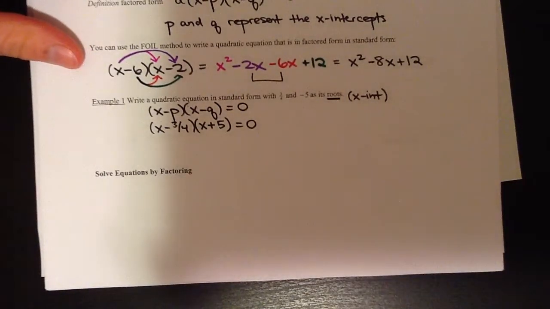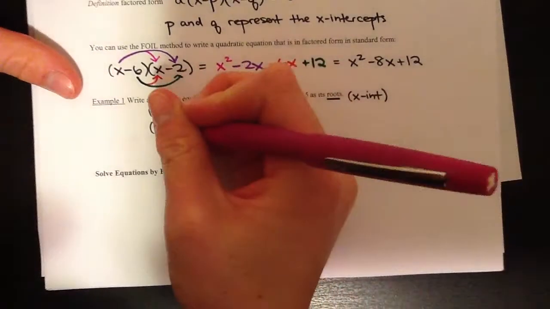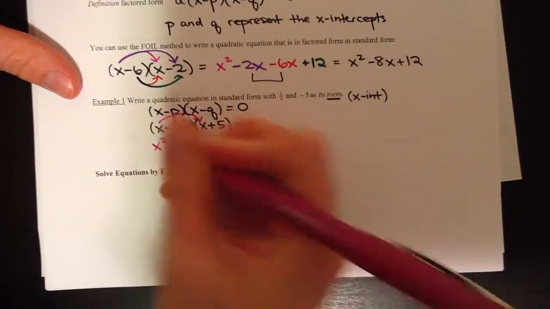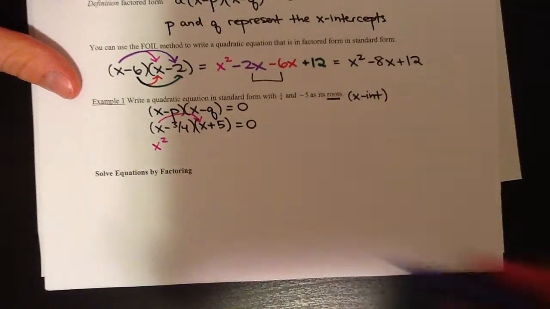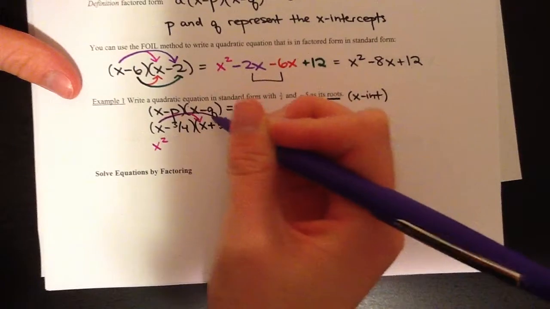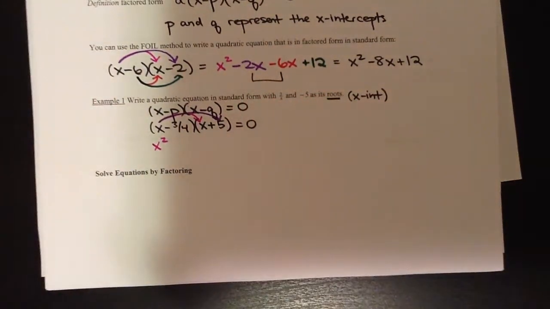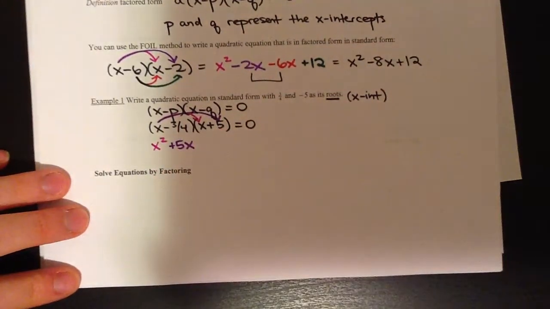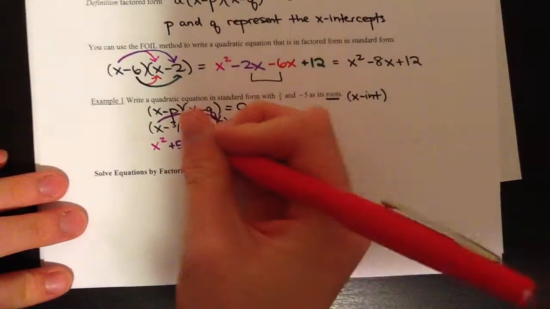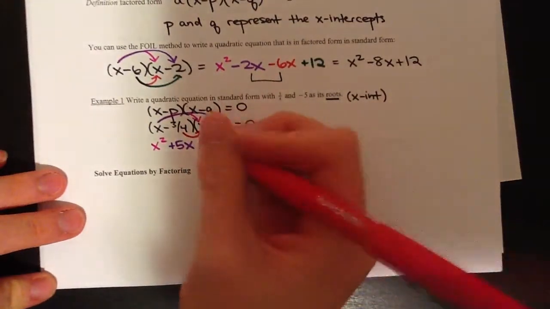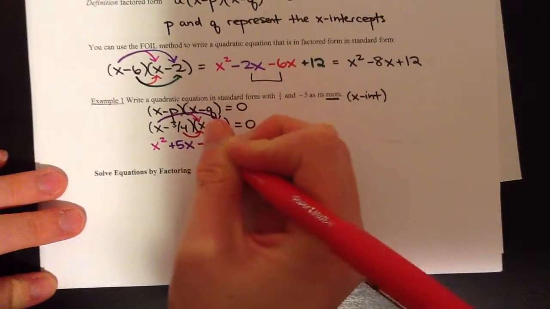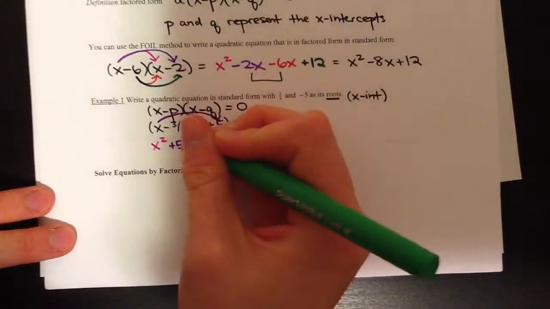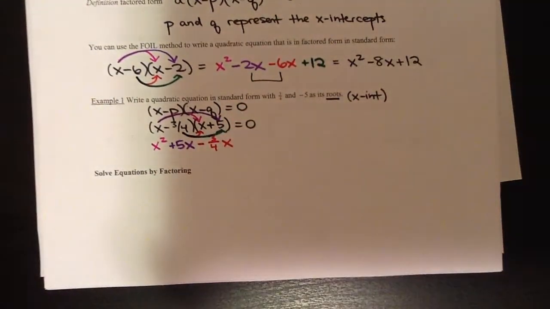All right, so start with the first. First, I multiply x times x, and I get x squared. And then O for outside. So I multiply the outside two together. X times 5 gives me a positive 5x. And then I multiply the inside, I for inside. Multiply these two together. Negative 3/4 times x is just a lovely negative 3/4 x.